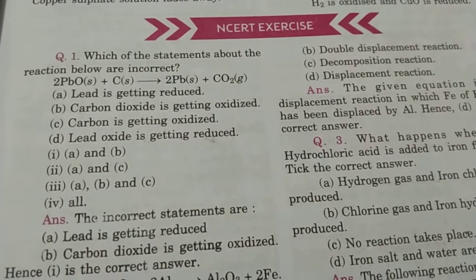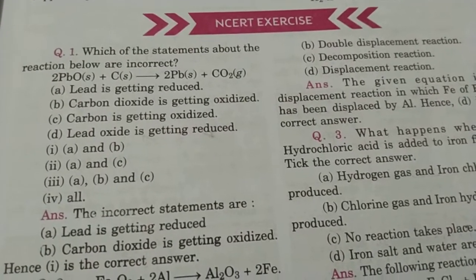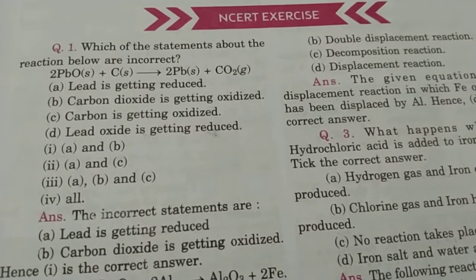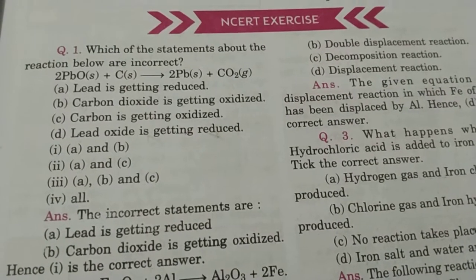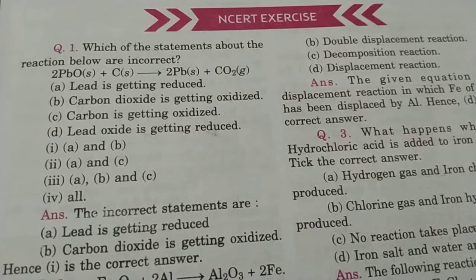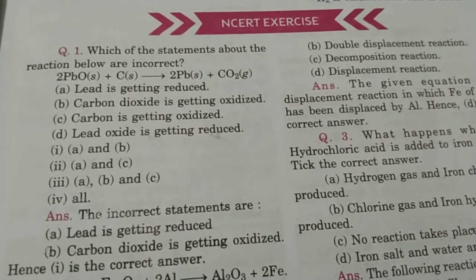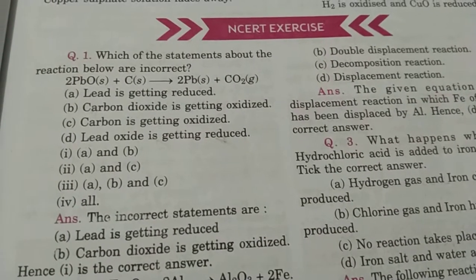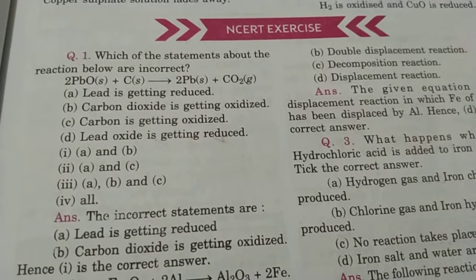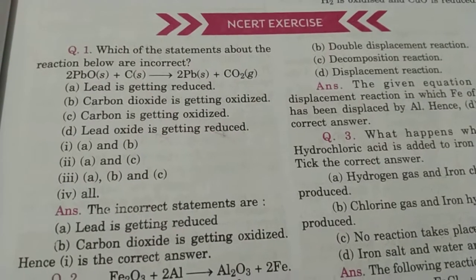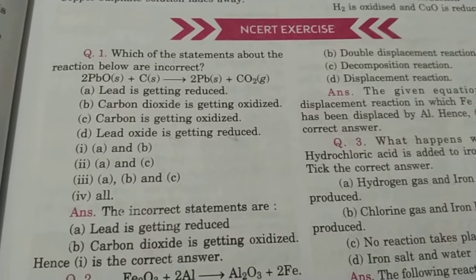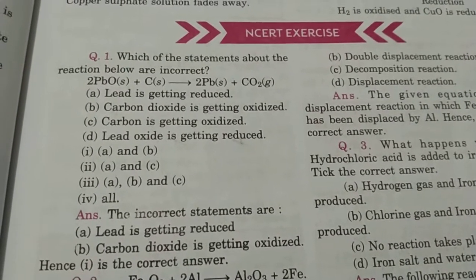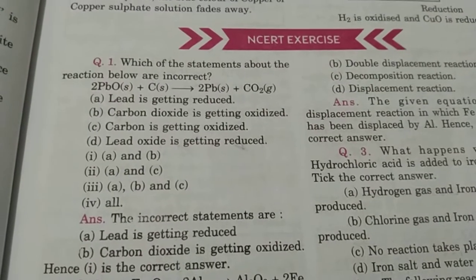Which of the statements about the reactions below are incorrect? Lead oxide plus carbon gives lead plus CO2. The incorrect statements are: lead is getting reduced and carbon dioxide is getting oxidized, hence option 1 is the correct answer, A and B.